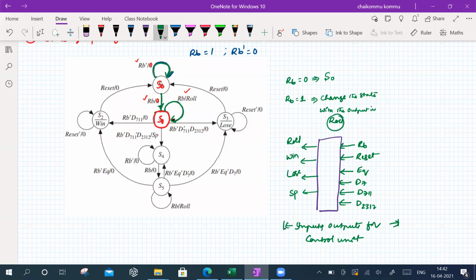So what is happening here? If D711 is there, ultimately you have to go to the state called S2, for example, and you say that we win the game. You win the game. Clear? For example, D711 is not there, but the D2312 signal is there, right? Then we have to go to the next state called lose state. Okay, you have to go to the lose state. Clear? I hope this point is clear to everyone.